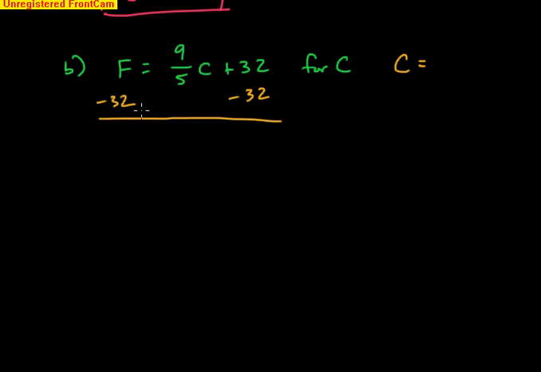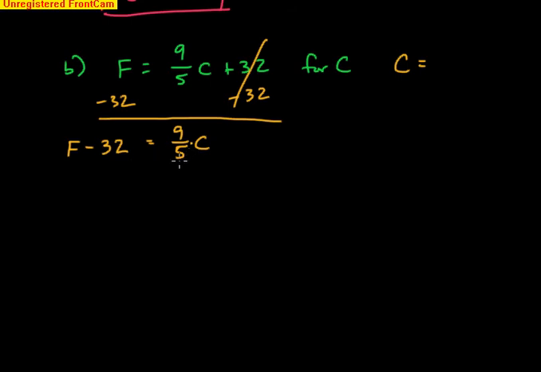Everything you do is from both sides. Now, this F minus 32, they are not like terms. They cannot combine. F minus 32 equals the 9/5 C comes down and the 32's cancel. So now this 9/5 C is being multiplied, they're being multiplied together. So I need to get rid of the 9/5.